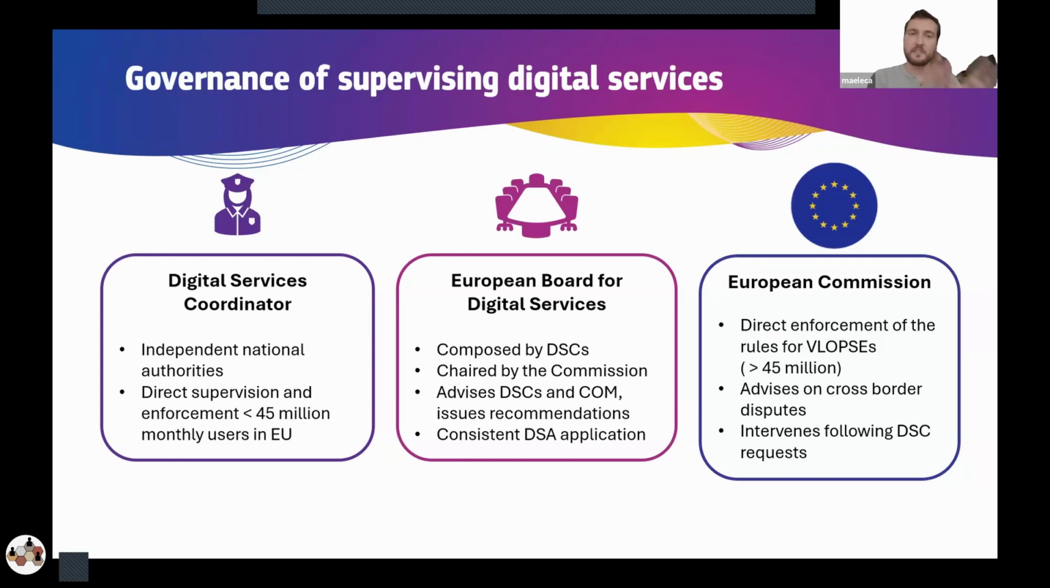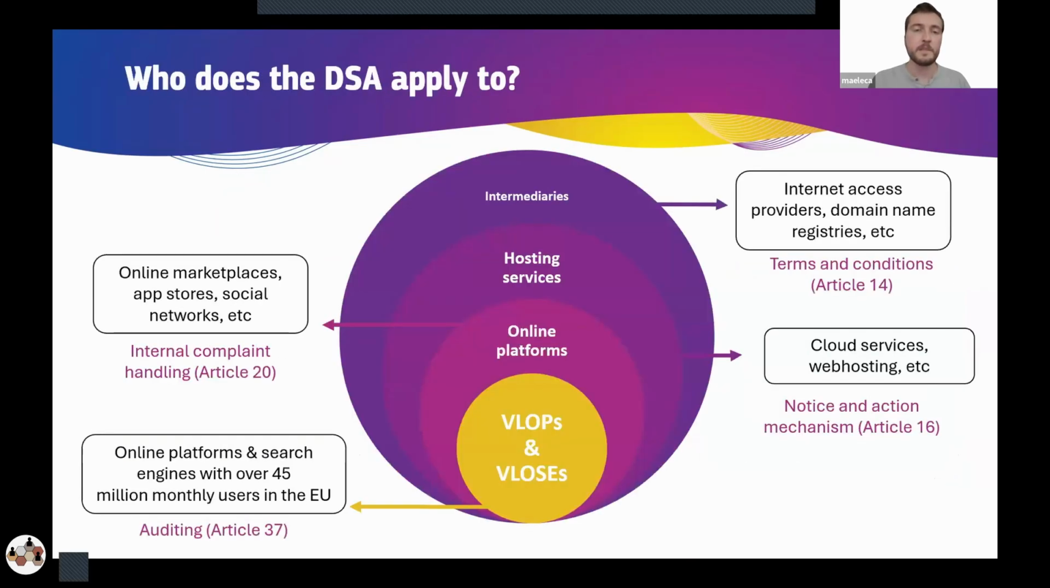As you can see, they all very much clearly have their package of tasks, even though there are also very many interactions between all of them. And especially the board is where both the DSCs and the Commission intersect very clearly and cooperate in a very constructive way. So now here comes the big one, right?